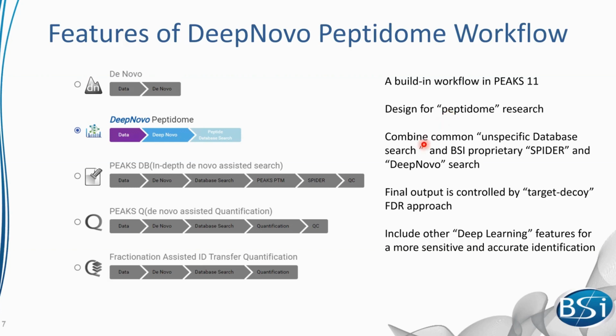So I think there are two key features. The first thing is that we combine the different search strategies. We use unspecific database search and the BSI Software spider search and the DeepNovo search. And the second thing is that all the result is controlled by FDR. That means whatever the peptides are from, whether from the DB or from the DeepNovo, it's all controlled by the FDR. And then to increase the sensitivity and accuracy, we use the deep learning predictors to predict the MS spectra to help user to filter or to review the results.